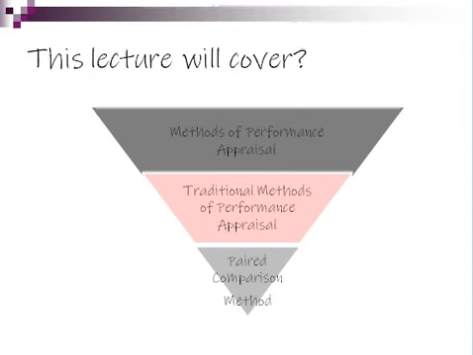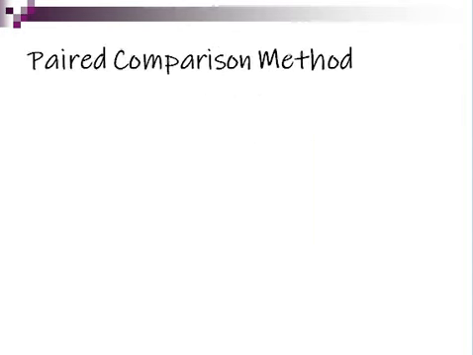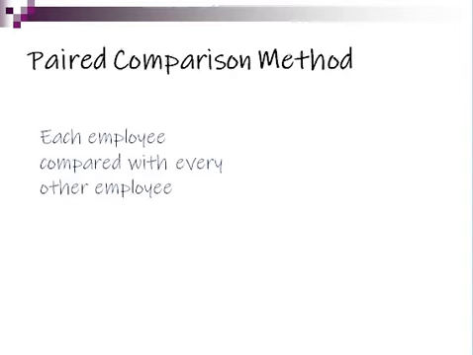Now, what is this paired comparison method? If you can see, definitely it is a comparison method. So each employee is compared with every other employee. Like in the ranking method, we are comparing employees with each other. So in paired comparison method also, each employee is compared with every other employee of the organization.